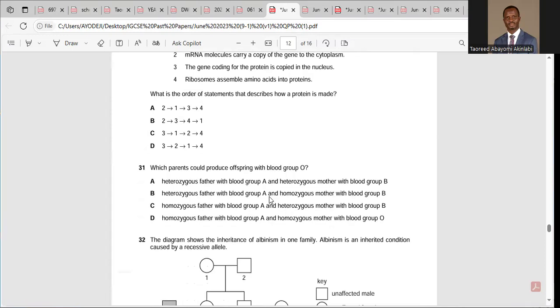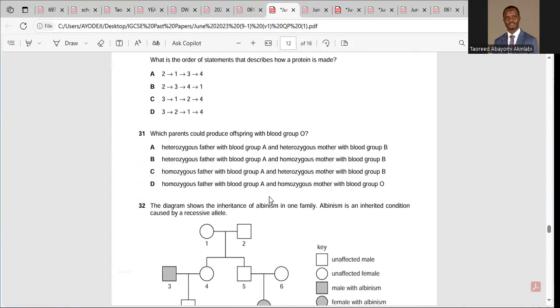For 31, which parent could produce offspring with blood group O? Now, blood group O is a recessive allele in the ABO blood grouping. That means if parents with blood group A and B marry each other, they can actually give birth to a child with blood group O. That means the correct option there will be option A, which is a heterozygous father with blood group A, that is AO, and a heterozygous mother with blood group B, that would be BO. When they are crossbred together, it will give us this.